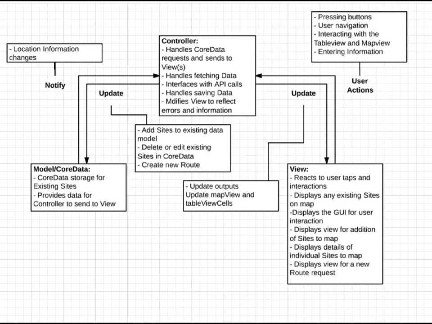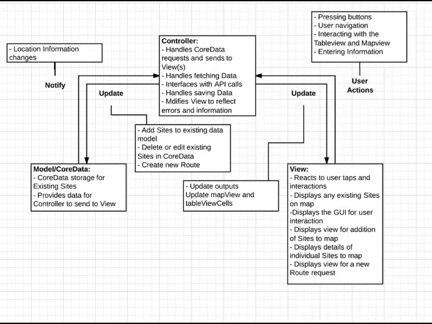And so you can see in the model, or core data, it stores the existing sites and provides data for the controller to send to the view. The notifications that the core data sends to the controller are as the location information changes, as the user location is updated by delegate methods. The updates that the controller sends to the model and core data are to add existing sites to the data model, as well as delete or edit the existing sites. You can also create a new route, although this is not stored in core data.